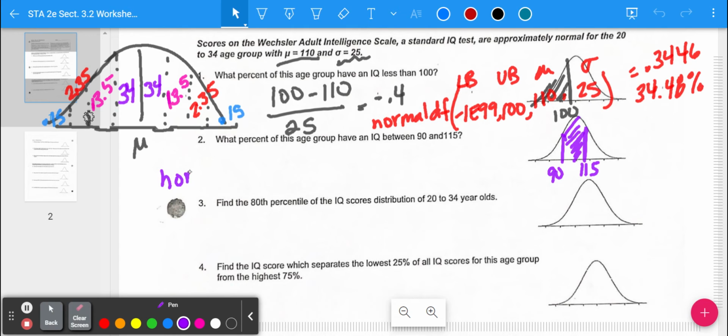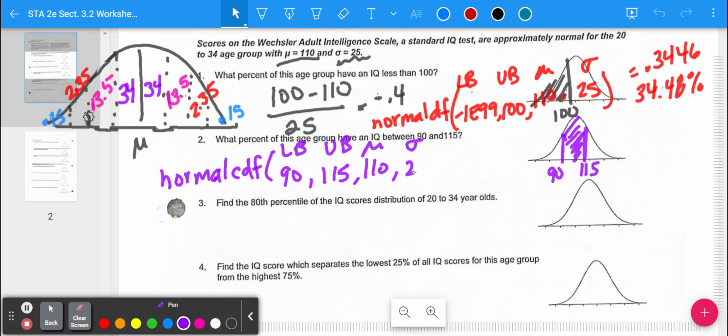Still running normal CDF. Remember, it's CDF because it's cumulative, not just one value. In this case, my lower bound will be 90. My upper bound will be 115. My mean, not going to change, 110. While my standard deviation, also not going to change, is going to be 25.